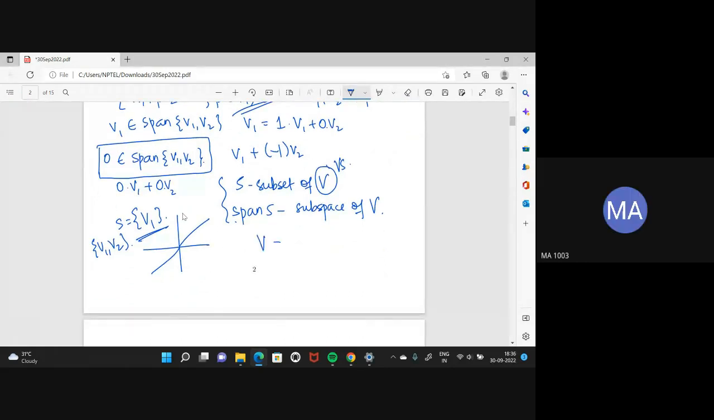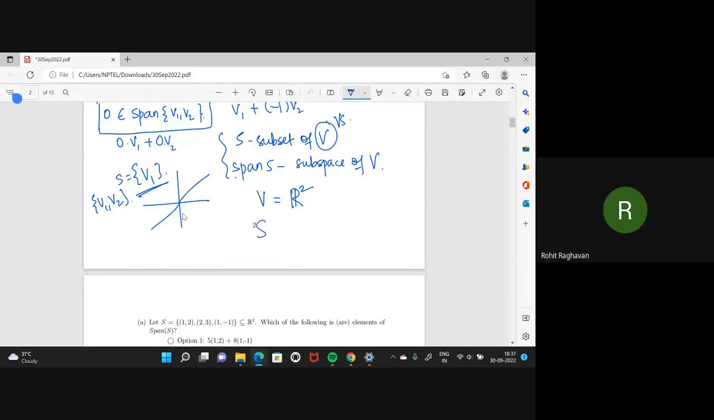Suppose V is a vector space. Is R2 a vector space? Yes. S is equal to {(1, 0)}. Is this a subspace of R2? No, how is this a subspace? Does (1, 0) belong to S?